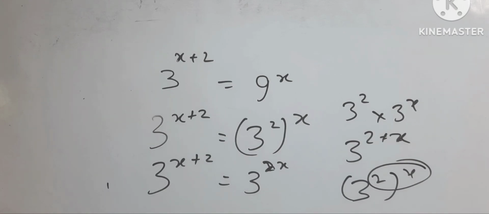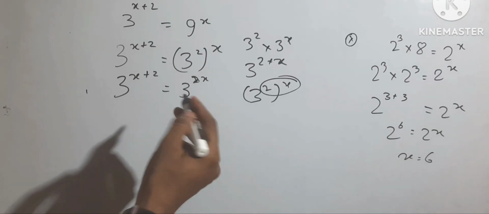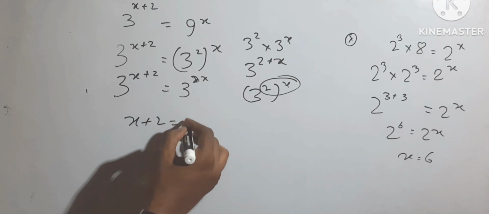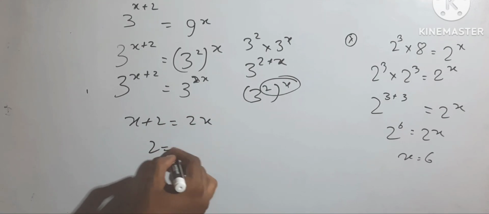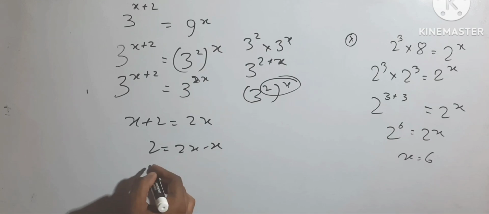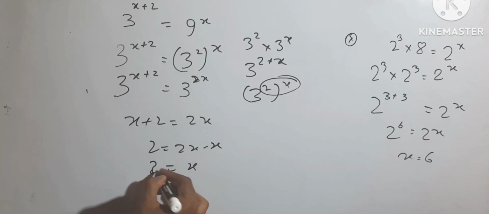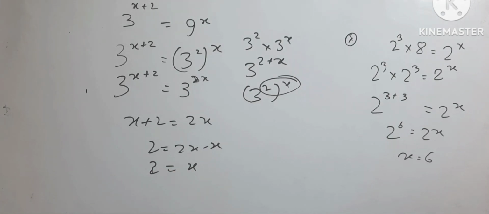Now the bases are the same, so it will be x plus 2 is equal to 2x. Now 2 is equal to 2x minus x. Like terms, 2x minus x is x. So the x value is 2. Simple. Yes sir, it's very simple.